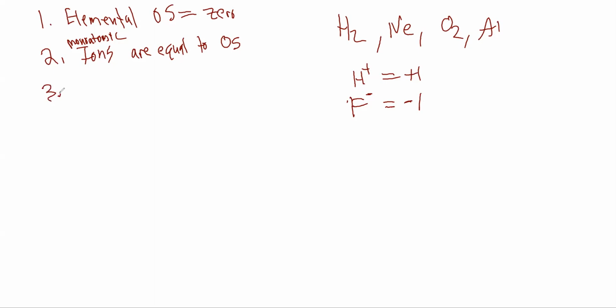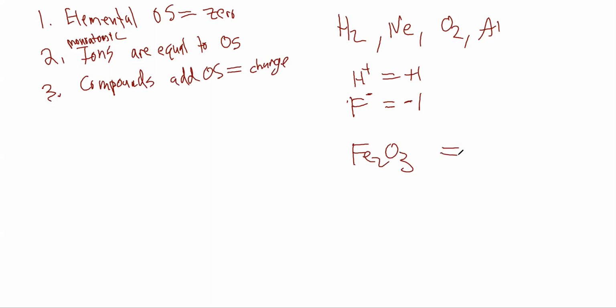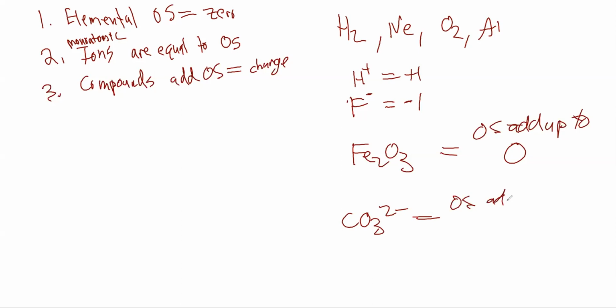Number 3 is that for all of your compounds, when we add up their oxidation states, it's going to be equal to their charge. So something like Fe2O3, because it's neutral, all of its oxidation states should add up to 0. Whereas something like carbonate, CO3 2 minus, all of its oxidation states should add up to -2 because it has 2 extra electrons in there that have to be accounted for somewhere.